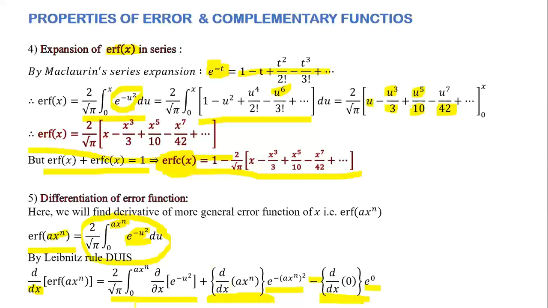Also, if you simplify this, consider the partial derivative of e raised to minus u square. While differentiating with respect to x, all other terms are constant. Therefore, e raised to minus u square is also constant, so the value of the first term is 0. The value of the third term is 0. So the only term remaining is the second term, so you can do this calculation.